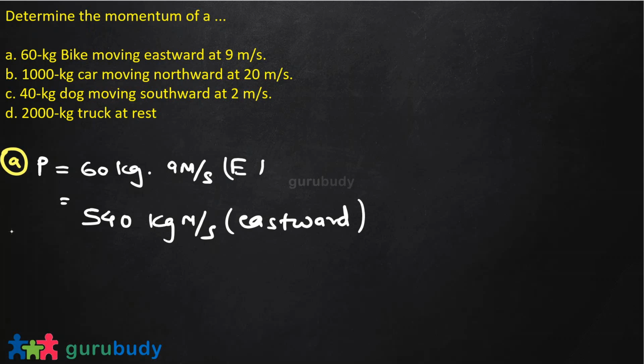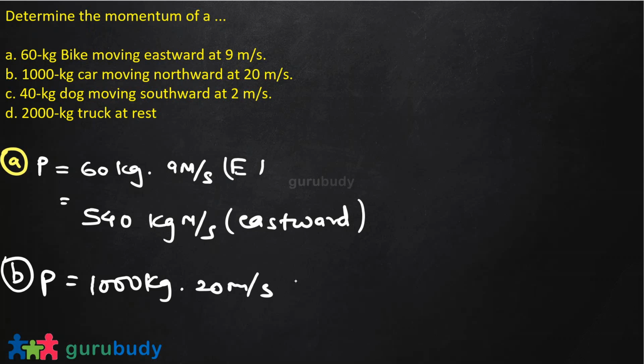I'm going to do one more problem for you, which is B. Determine the momentum of a 1000 kg car moving northward with a velocity of 20 meter per second. Pretty easy, right? So mass is 1000 kg multiplied by 20 meter per second in the north direction, which is basically 20,000 kg meter per second in the north.